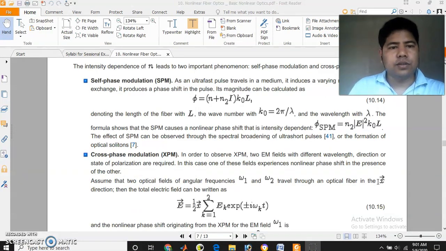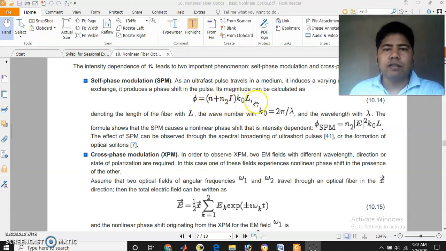Okay. So the next topic is cross phase modulation. In self phase modulation, there is only one pulse propagating. Let's say E is the electric field that propagated. Then it will produce a phi, meaning the phase modulation, and that phase has an equation n plus n2 I into k naught l, where l is the fiber length, k naught is the wave number, and lambda is the wavelength.